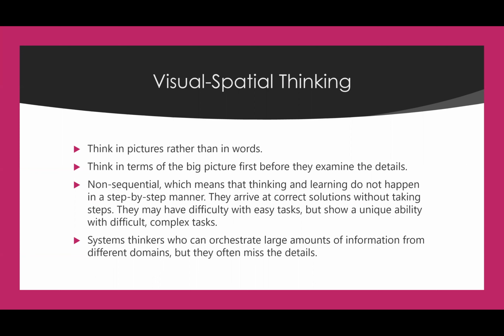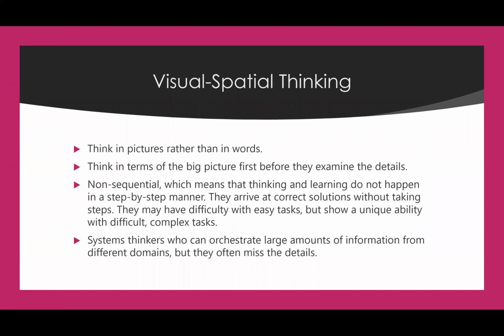Visual spatial thinkers think in terms of the big picture first before they examine the details. And there are different ways of thinking where you go the opposite way. You think more of the details before you get to the big picture. And that's a different form of thinking. Not better, not worse, but just different. Non-sequential in visual spatial thinking means that thinking and learning do not happen in a step-by-step manner. Non-sequential thinkers arrive at correct solutions without taking steps. They may have difficulty with easy tasks, but show a unique ability with difficult, complex tasks.